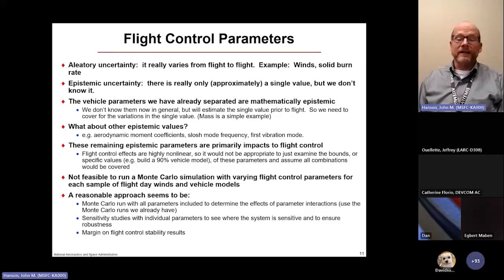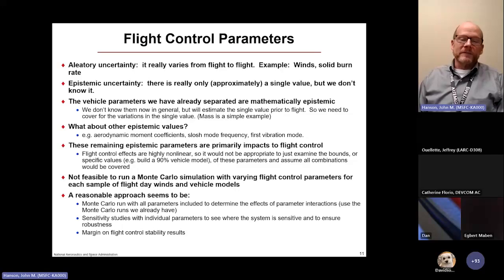Their effects are highly nonlinear, so it isn't the case that if you just examine certain bounds, like, say, min and max slosh mode frequency, or specific values like the 90% vehicle model that we built, that would be a good thing to do, because you can't assume that you've got all the right combinations that could make you unstable. You can't assume that you've got everything covered when you do that.